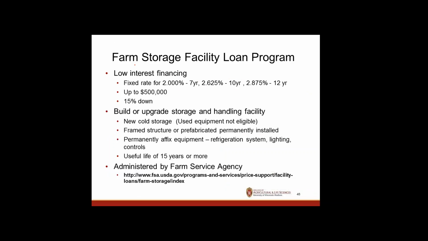If you do need a cooler, the USDA has a loan program for coolers. This is for new facilities, so you can get a low-interest loan. This is probably not the current loan rate, but they're low-interest loans, 15% down, up to $500,000. So these have to be new. They have to be permanent structures. They can be framed or fabricated, prefab, either way, but they just have to be permanently fixed with a refrigeration system and lighting controls and a useful life of 15 years or more. So here's a link to that.